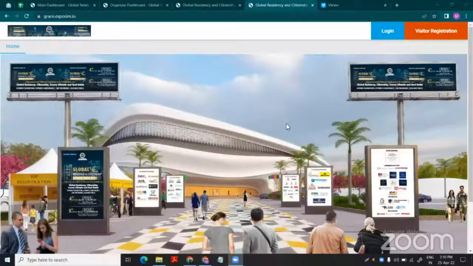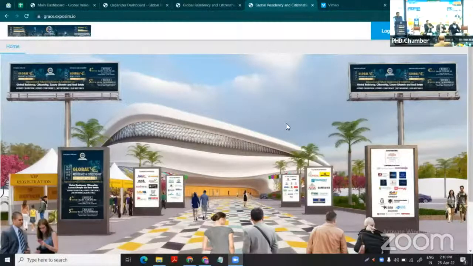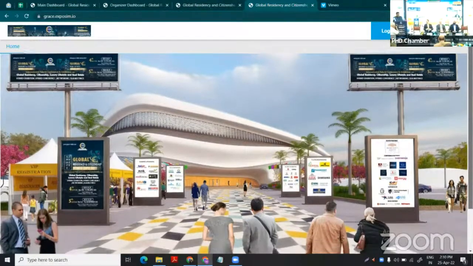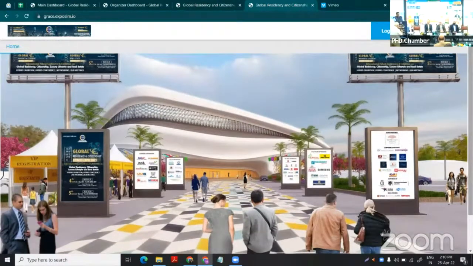Can we show the platform? Yeah. Mukul, can you please show the platform once? Yeah, I'm sharing the screen. Okay, so are you able to see my screen? Yeah, we are able to see. This is how the platform is. Once anybody who is attending this enters into that part. So Mukul, can you take it to the auditorium?